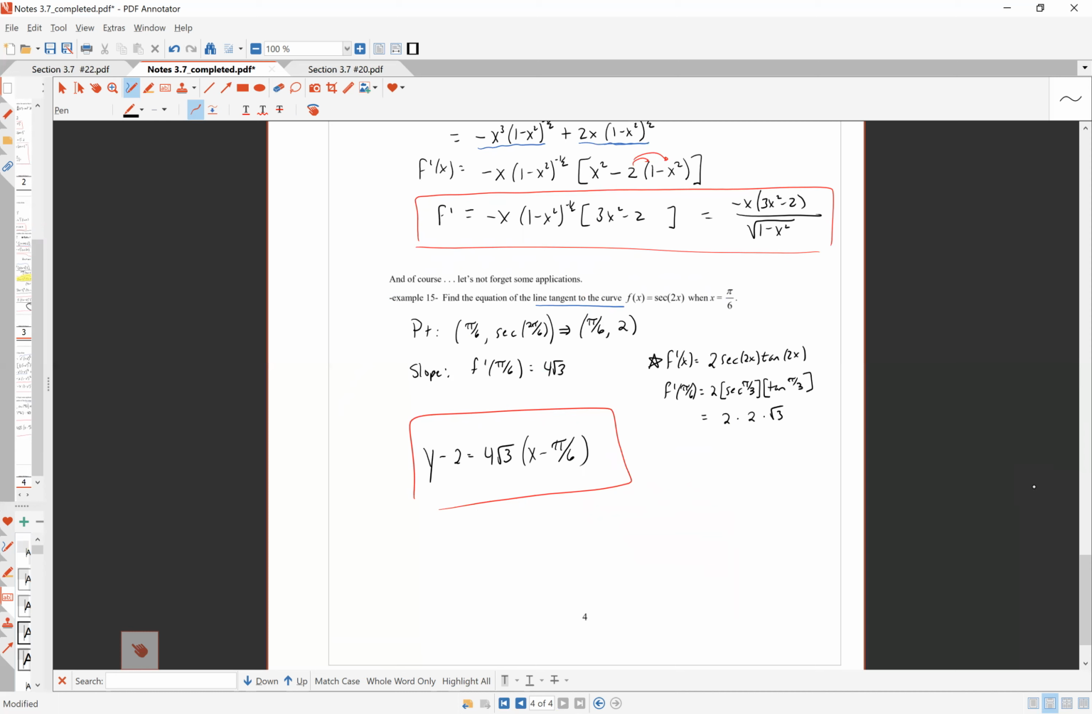We want to find the tangent line at x equals pi over 4. One thing is, what is the ordered pair? For the curve secant of 2x, when x is pi over 6, the function goes through the point pi over 6, secant of 2 pi over 3, and that just turns out to be pi over 6, and secant of pi over 3 is 2.